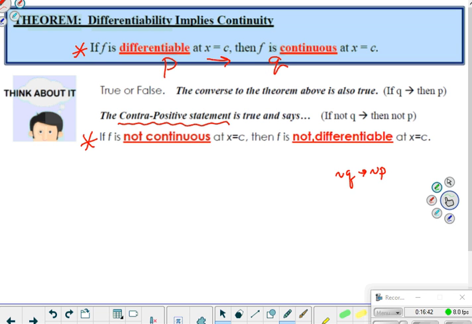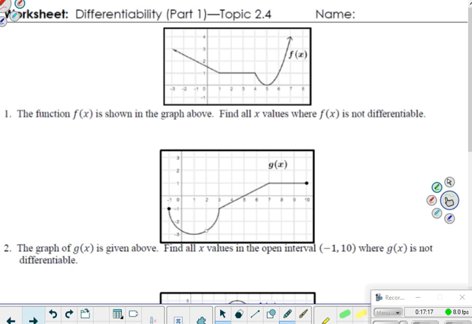We got a true or false statement here. The converse to the theorem above is also true. What would the converse say? It would say, if continuous, then differentiable, because we just switch our P's and Q's around. That would be false. I could have continuity and hit that sharp point, and that is not differentiable. So sharp corners are not differentiable, yet they are continuous. Okay? Some logic thinking there.